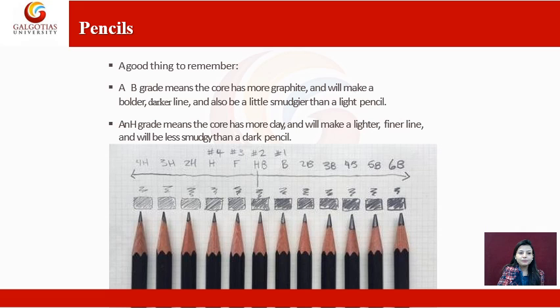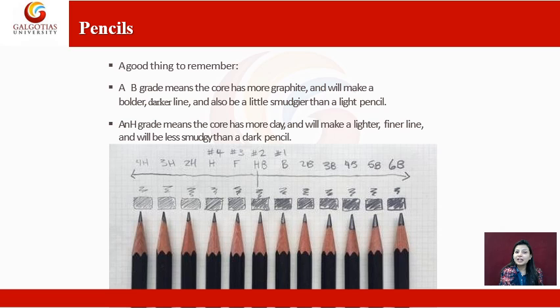So, as I said before, a B grade means the core has more graphite. As you see in this figure, this is the 4H, 3H, 2H, H, F, HB, B, 2B, 3B, 4B, 6B, 5B. So the B grade has more graphite and will make a bolder, darker line and also be a little smudgier than a light pencil. So basically B pencils are used for shading purposes, for the darker line.